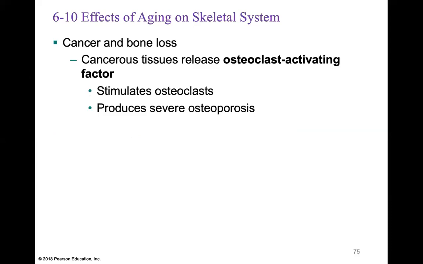Cancer and bone loss. Cancerous tissue releases osteoclast activating factor. The cancer tissue, because it's actually activating and stimulating these osteoclasts, produces severe osteoporosis. And sometimes as a result of cancer, you can actually see severe eroding of the bone.